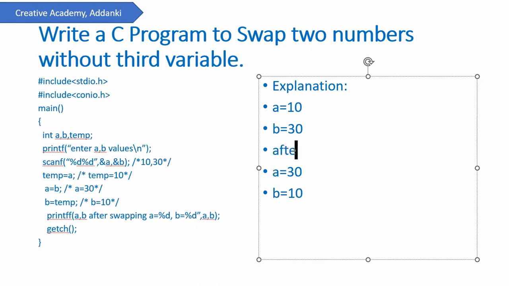After swapping, a equal to 10, b equal to 30. After swapping, a equal to 30, b equal to 10. This is what we have to do.